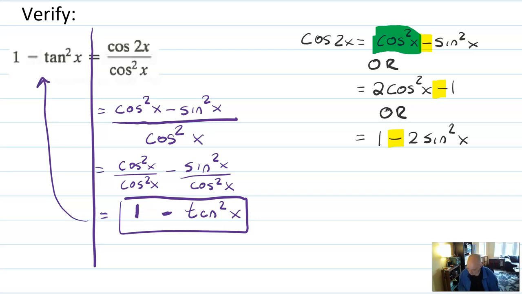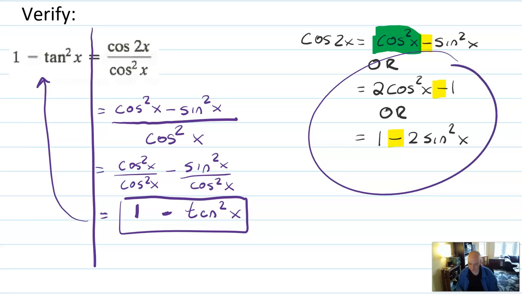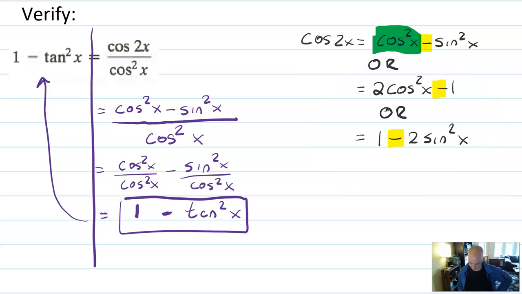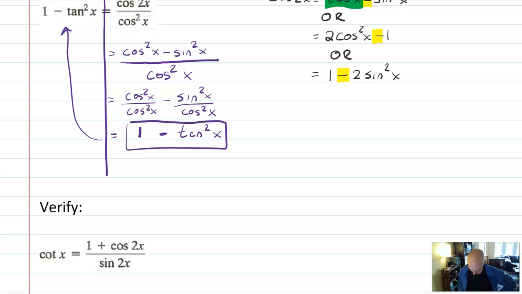That wasn't so bad. I think the hardest part of these verifying identities is selecting which of the cosine 2x identities to choose. It just so happened in this one that it was the first one. But often it really just depends on the problem. If you get stuck, if you hit a wall, guess what? Go back to the start and try something different. That's very good as a strategy here.